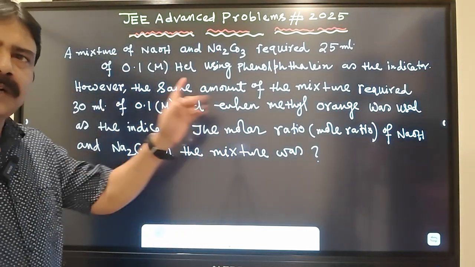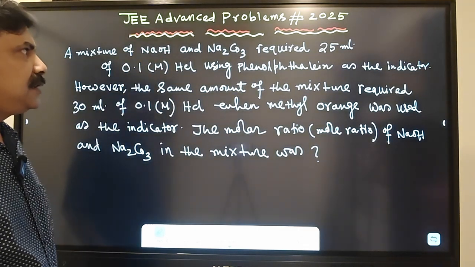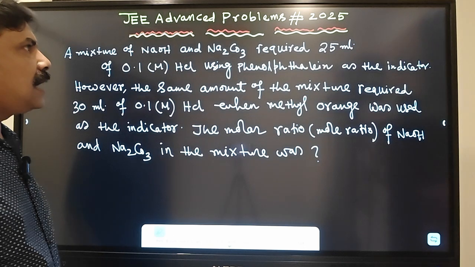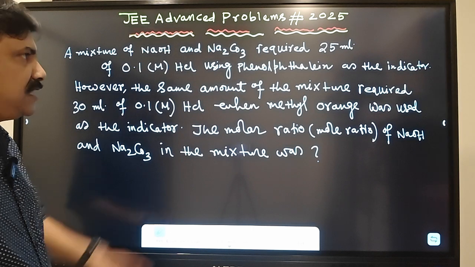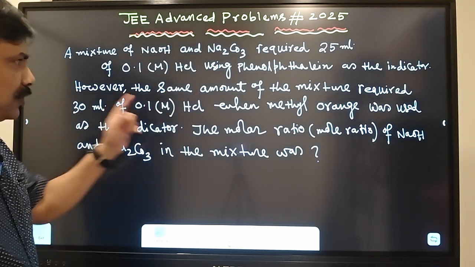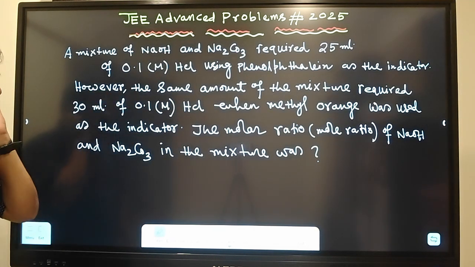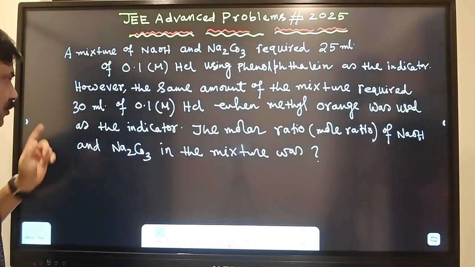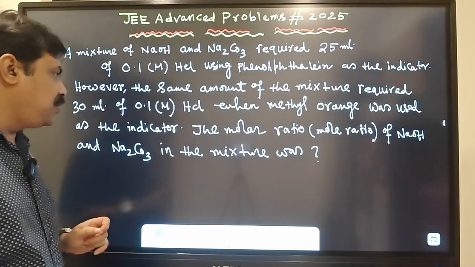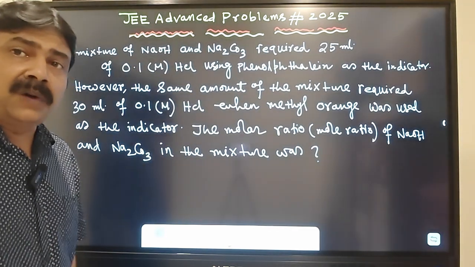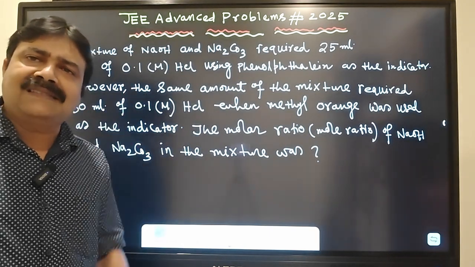First you look at the problem, what they are giving. A mixture of NaOH and Na2CO3, that means sodium hydroxide and sodium carbonate, required 25 ml of 0.1 molar HCl using phenolphthalein as the indicator. However, the same amount of mixture required 30 ml of 0.1 molar HCl when methyl orange was used as the indicator. The mole ratio of NaOH and Na2CO3 in the mixture was how much? That is the question. Now first we need to know what is called a titration.